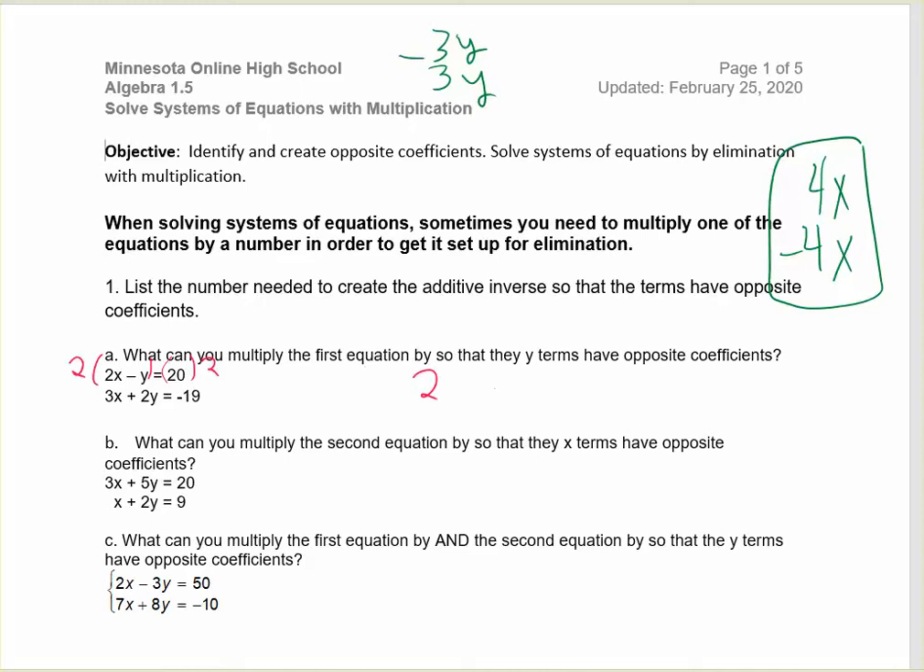Okay, let's look at B. In B, it says what can you multiply the second equation by so that the x terms have opposite coefficients. So we have 3x plus 5y equals 20, and x plus 2y equals 9. So they're telling us to look at the second equation and to try to eliminate the x terms by having opposite coefficients. So if the top one is a 3x, what do we want the bottom one to be? We want the bottom one to be a negative 3x. So if you multiply both sides of this equation by a negative 3, then you would have your opposite coefficients so that you could add them together and eliminate one of the variables.